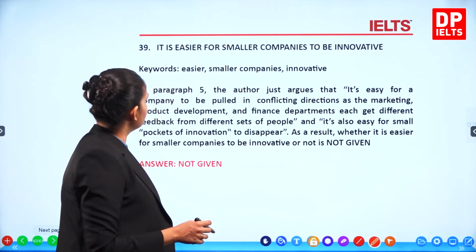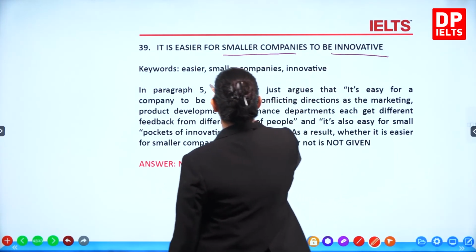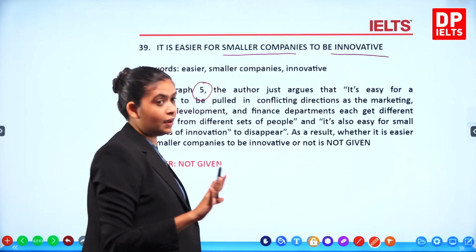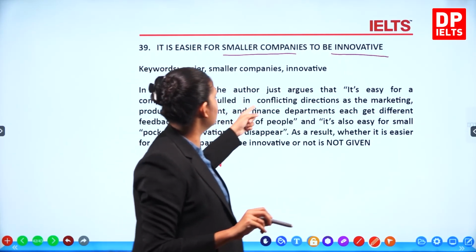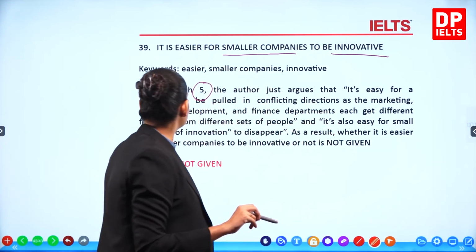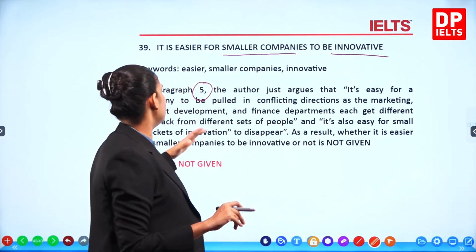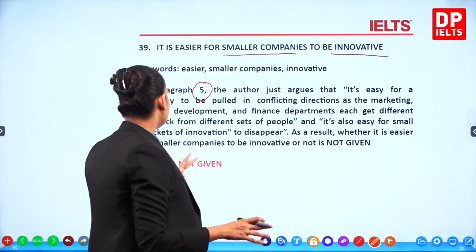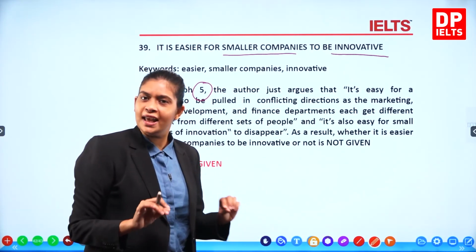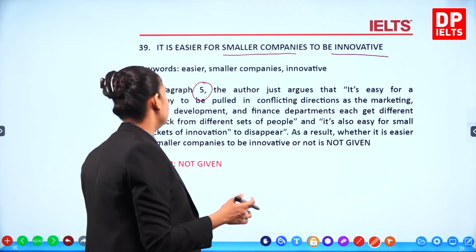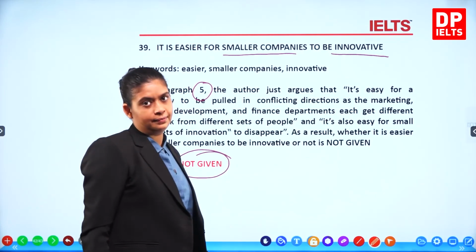39. It is easier for smaller companies to be innovative. Now, if you go to para 5, the writer argues that it's easy for a company to be pulled in conflicting directions as the marketing, product development and finance departments each get different feedback from a different set of people. But is it easier for smaller companies? It doesn't really mention anything about smaller companies or it being easier to do it. So I would say not given.